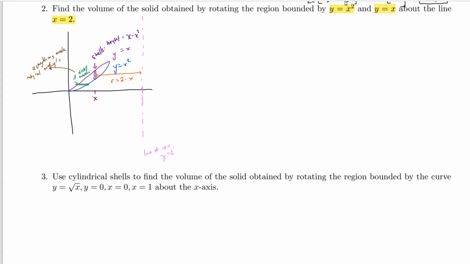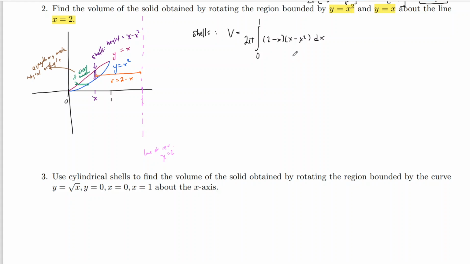Once again, you can use disk or washer if you prefer because it's possible here, but I'm going to use shells. In the volume here, our bounds on x are from 0 to 1. So that's going to be the bounds on our integral. We have 2 pi in front. We have r, the radius, which is 2 minus x. And we have the height function, x minus x squared dx.